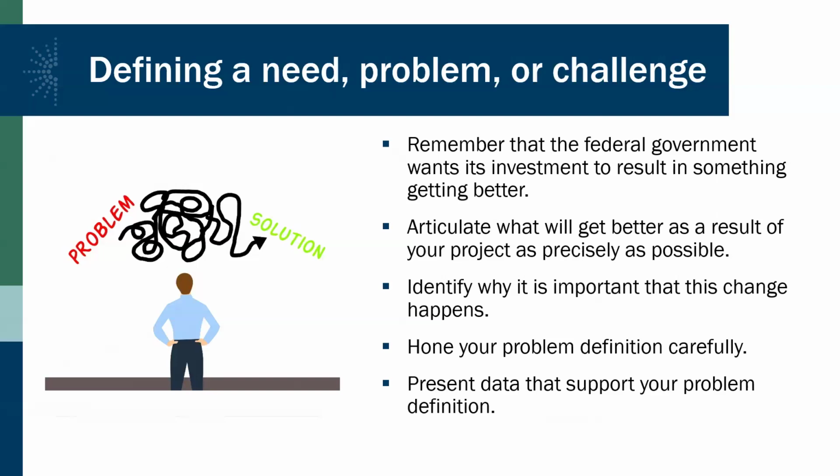Will new graduates be better prepared for the museum field with the requisite experience? Will collections be better cared for? Will their lifespan be extended? Will access to your collections and the information surrounding them be expanded? Identify why it is important that this particular change happens. Hone your problem definition carefully in clear, succinct terms. Gather and present data that support your problem definition.